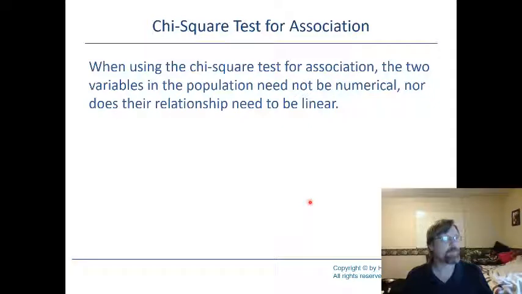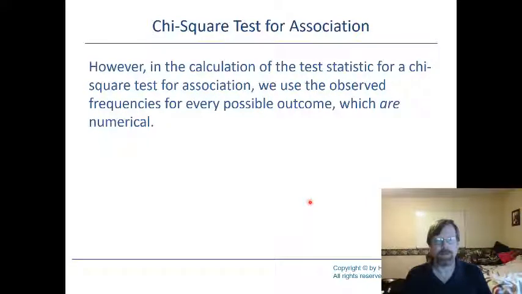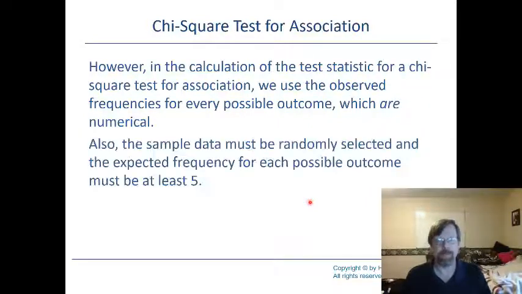The variables don't have to be numerical, and the relationship doesn't necessarily need to be linear. For example, we can look at whether there's a relationship between gender and choice of car color. What we do use are the frequencies for every possible outcome, which are going to be numerical. Sample data has to be randomly selected, and as we saw with the previous section, the expected frequency for each possible outcome has to be at least 5.